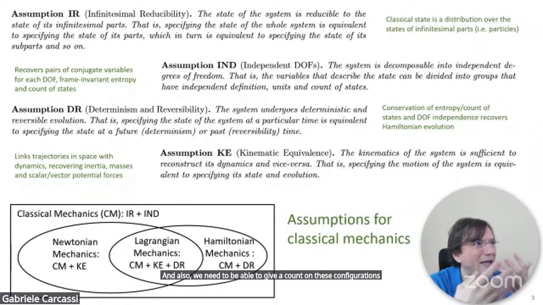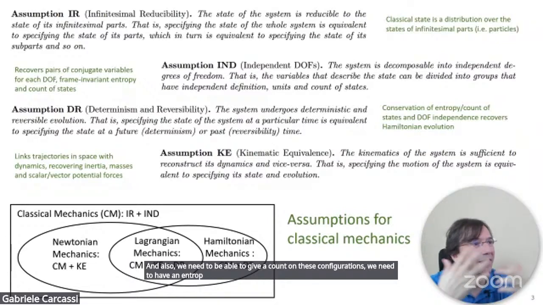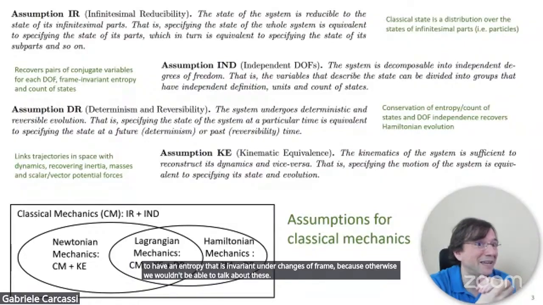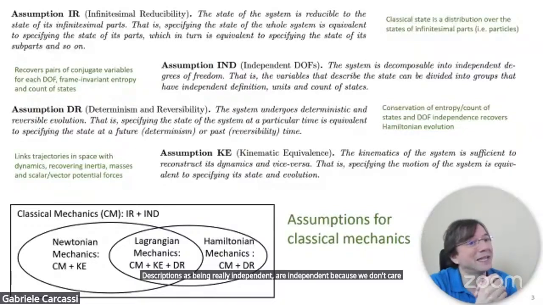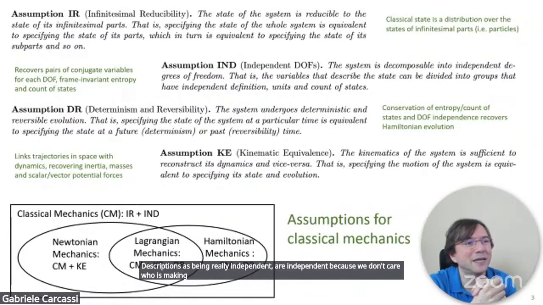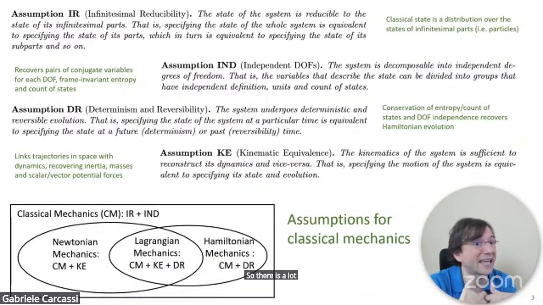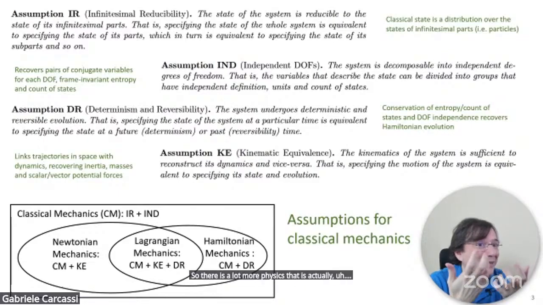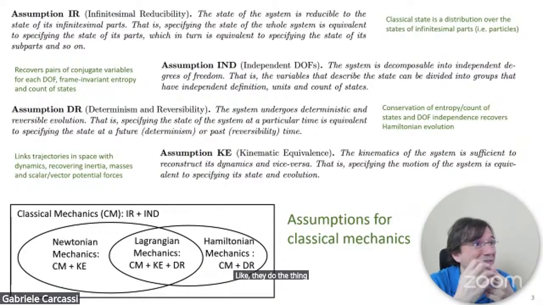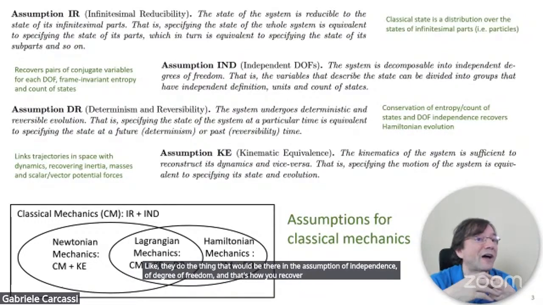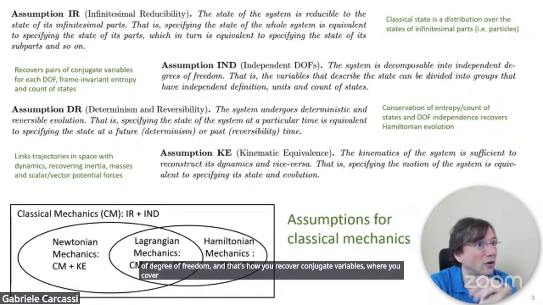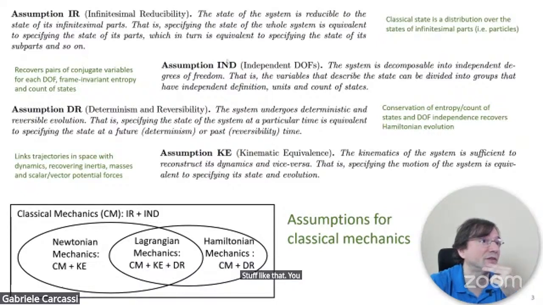And also, we need to be able to give an account of these configurations. We need to have an entropy that is invariant under changes of frame, because otherwise we wouldn't be able to talk about these descriptions as being really independent. They're independent because we don't care who is describing it. And so there is a lot more physics that you might not expect to be there in the assumption of independence of degrees of freedom. That's how you recover conjugate variables, the symplectic form, and a lot of stuff like that. You recover it from this assumption of independence.